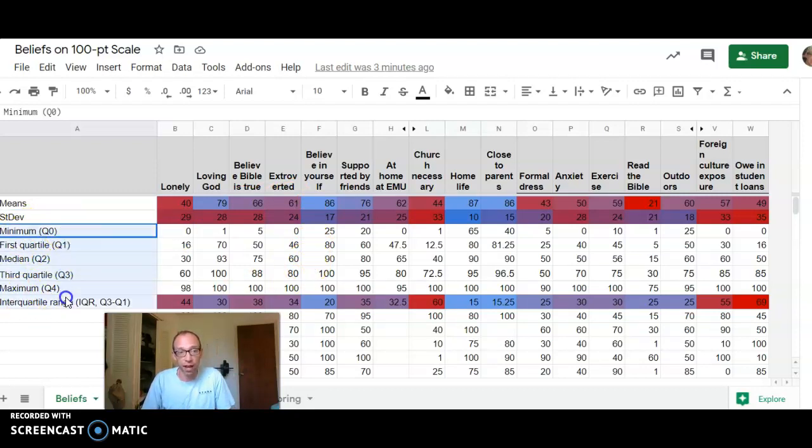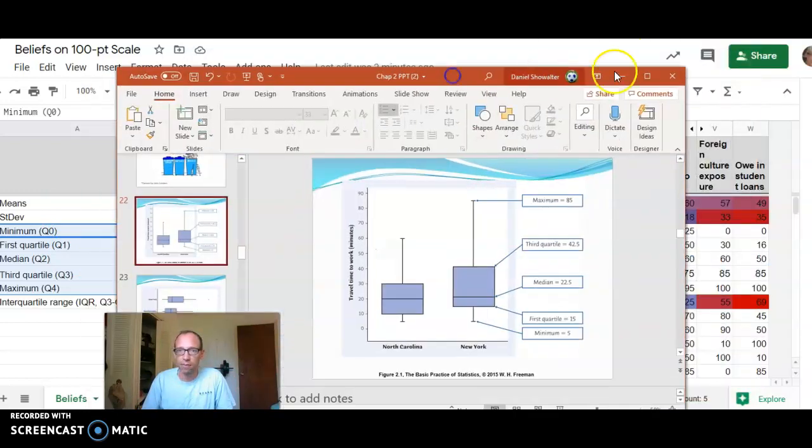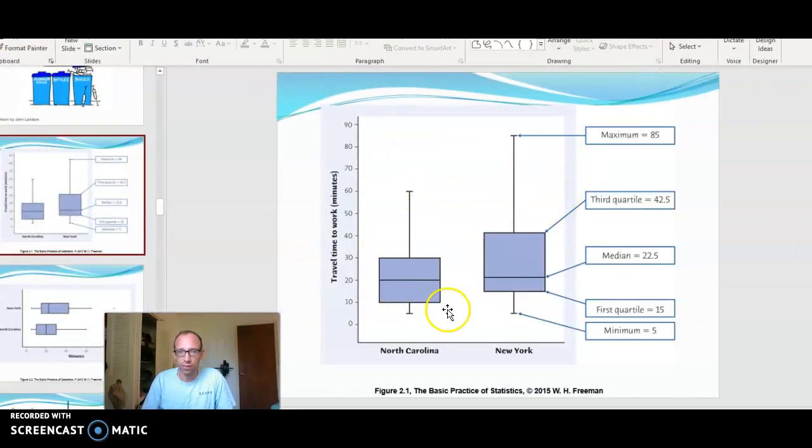By the way, these five together are called the five number summary. You have the lowest, the first quartile, the middle, the third quartile, and the max. Those together are the 5-number summary. And the visual of that is a box plot, which looks something like this. Here are actually two box plots side by side, and you can see how they're labeled here. You can do them sideways or vertically, it doesn't matter.